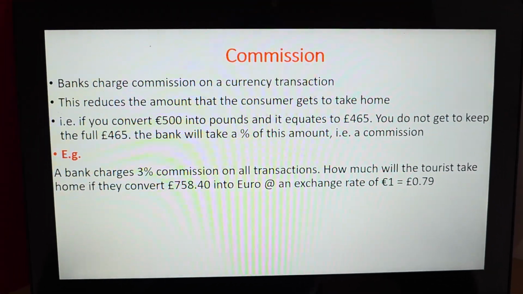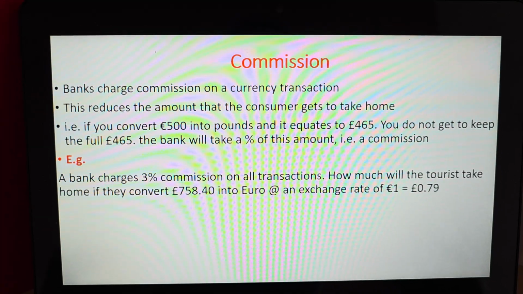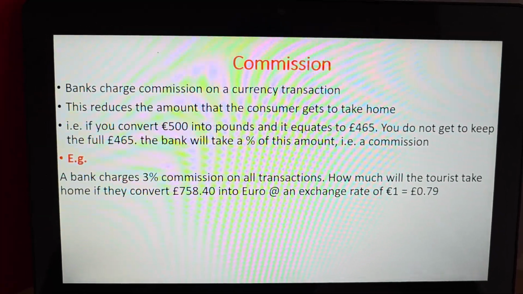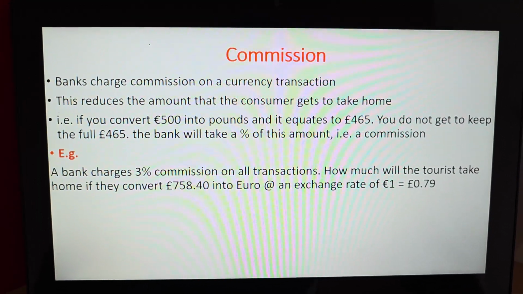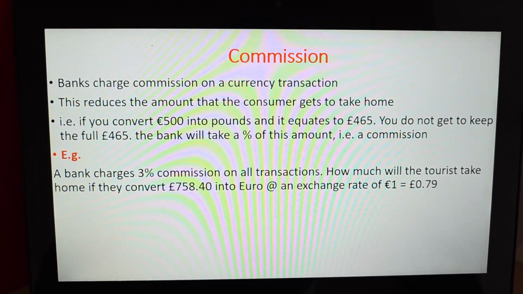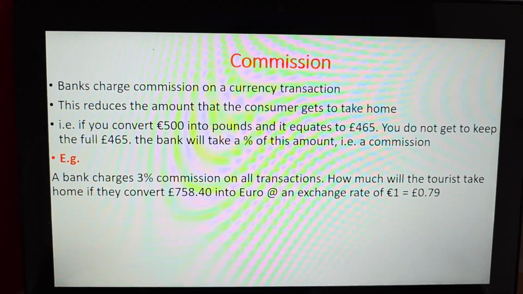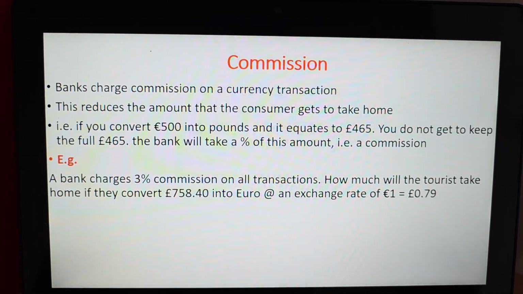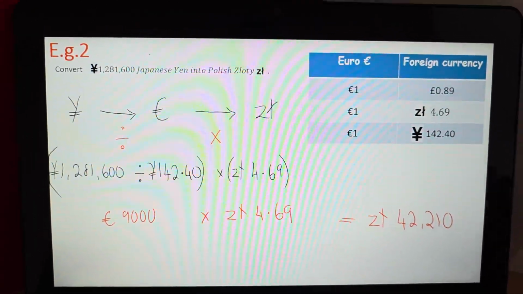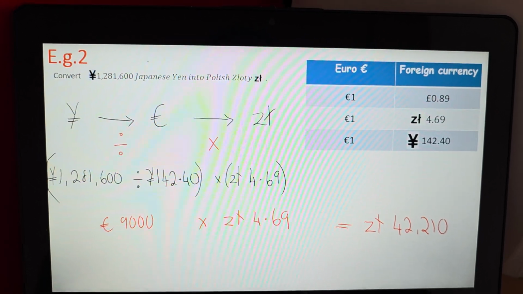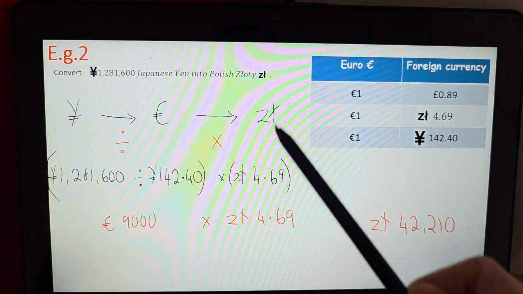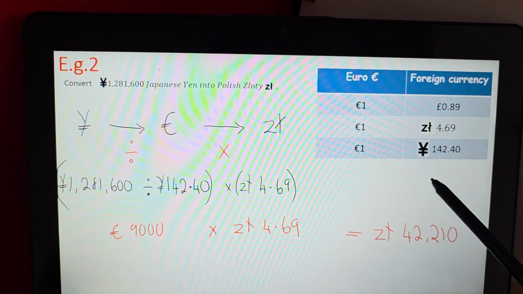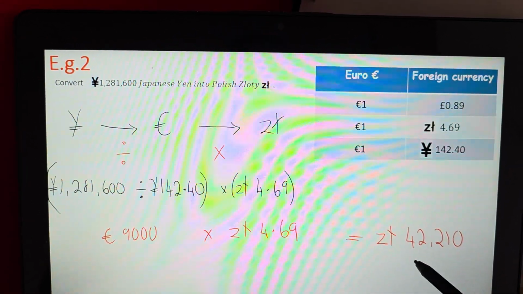Now, when we go into banks or credit unions or building societies or any of those financial institutions where you can get foreign currency, they all need to make money off of that transaction. So what those financial institutions like banks do is they charge you a commission. So like if I just go back here, right? If I had gone into the bank and I wanted to convert the yen into zloty, right?